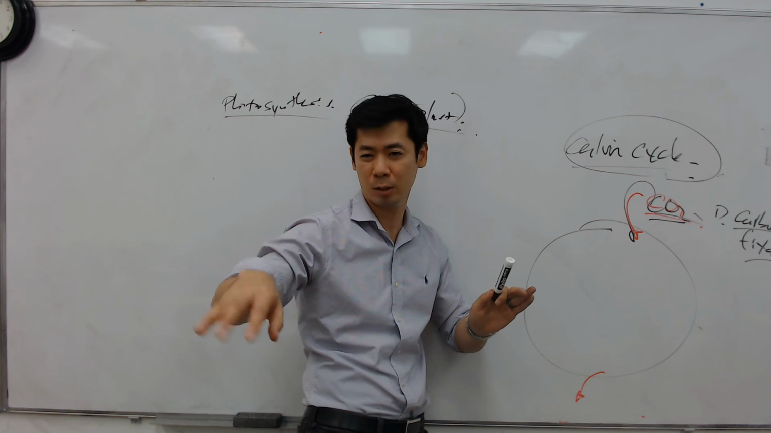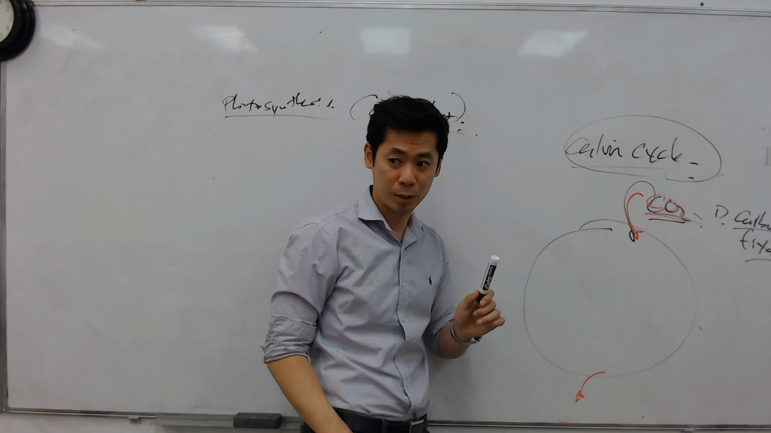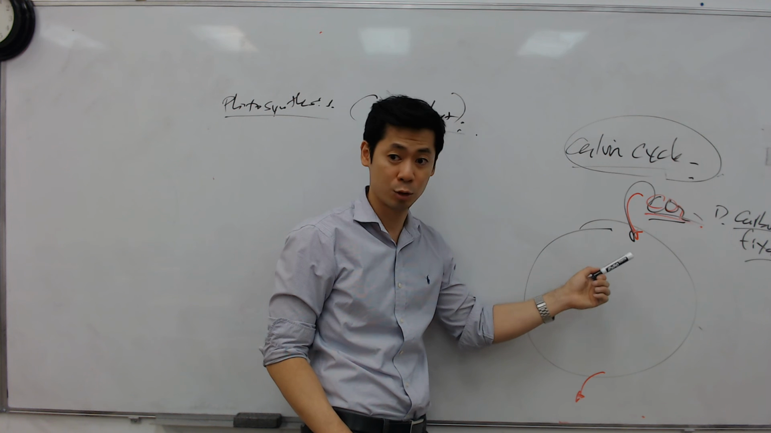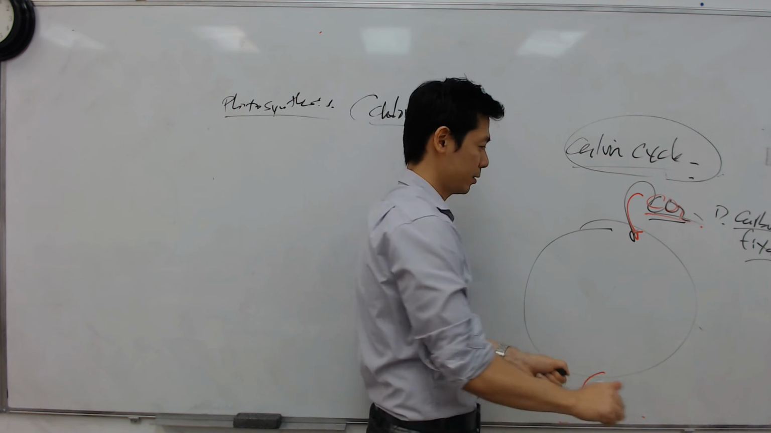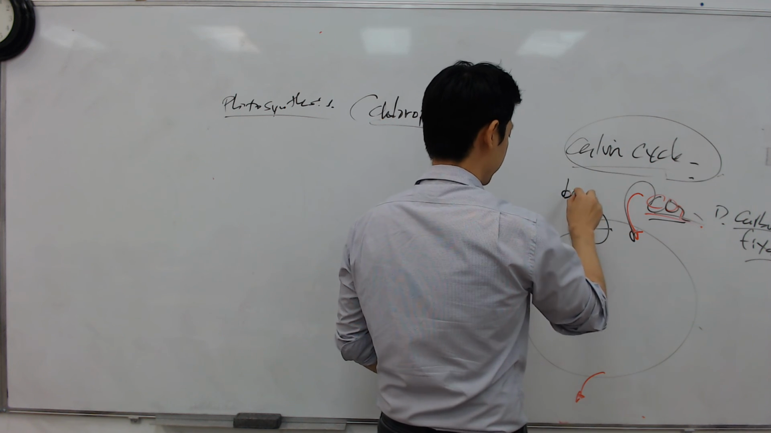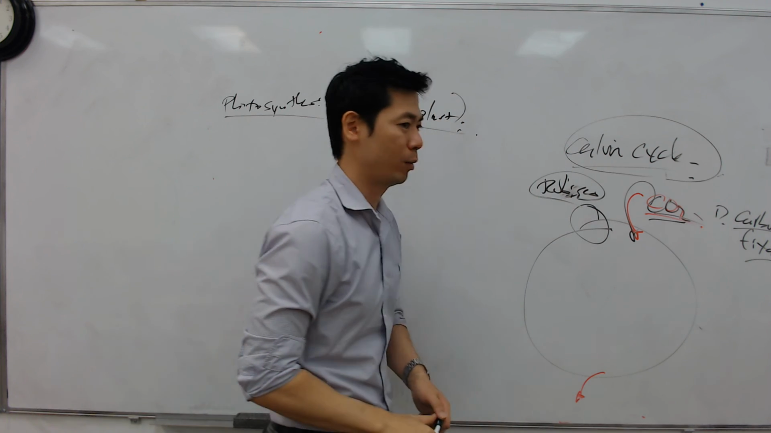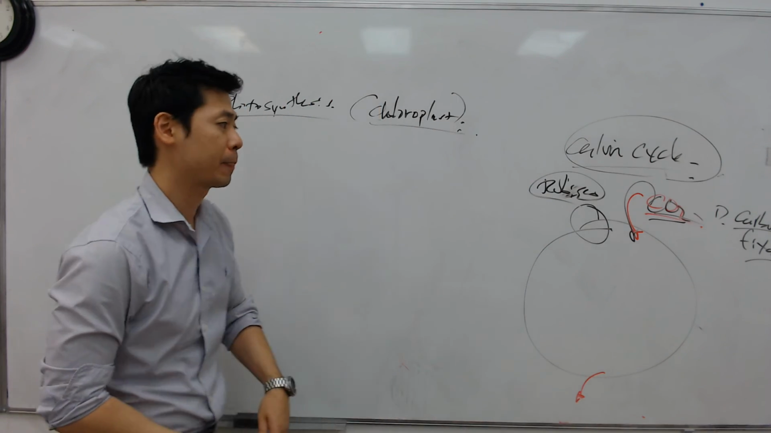I forgot which one it was. Which enzyme does this? Remember I told you there's a most abundant enzyme on the surface of the earth, and it brings in the CO2 for the plant cells. What was the enzyme? It's called Rubisco. Exactly. This is the enzyme that fixes the CO2. That's the one that does it.